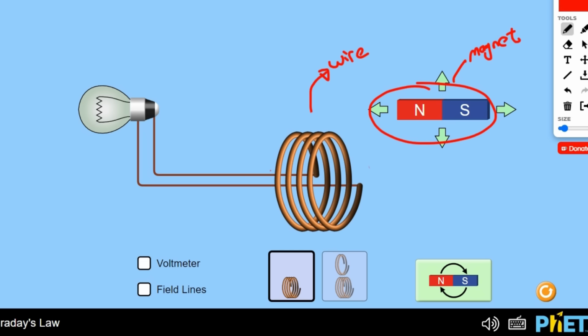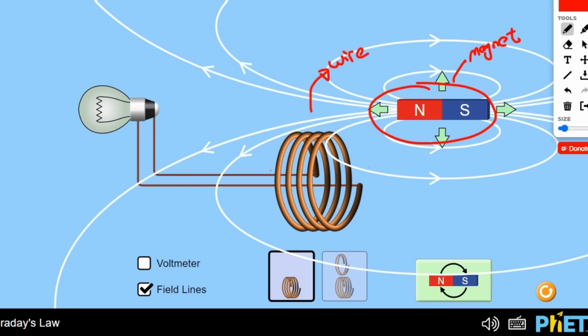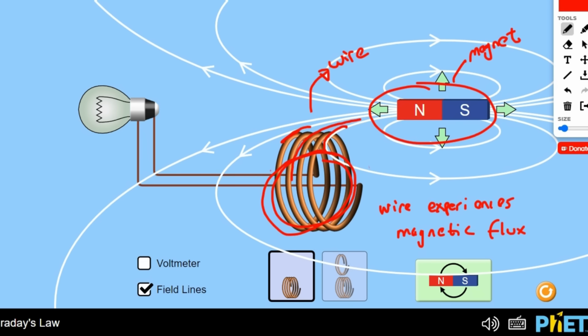So the way that you can create electricity using a wire and a magnet is the following. What we need to understand is that a magnet has a magnetic field. If I click on field lines, you can see that there is a magnetic field coming from that magnet. Some of that magnetic field, as you can see over here and a little bit over here, there are also lines in between, they're just not showing it, but that magnetic field is actually being felt by this wire. We call that the magnetic flux. So we can say that the wire experiences magnetic flux. Magnetic flux is how much magnetism it is feeling.